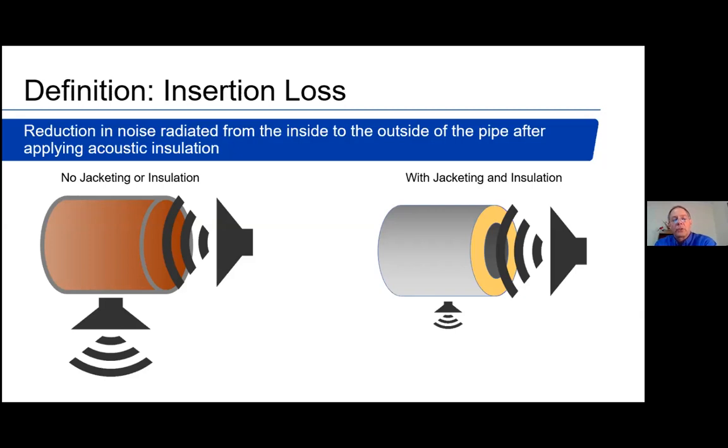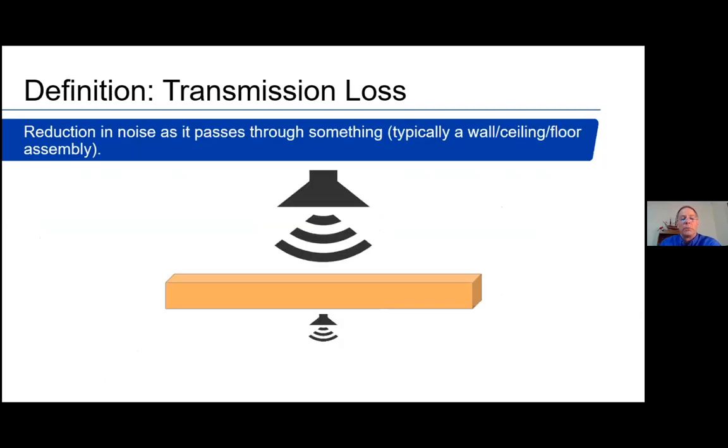So you would basically measure the noise being radiated from the pipe with no treatment on it, measure it again with the full treatment installed, and then the difference between the two readings is your insertion loss, and that would typically be a rating in dBA. It would be weighted to address how our ear perceives that noise.